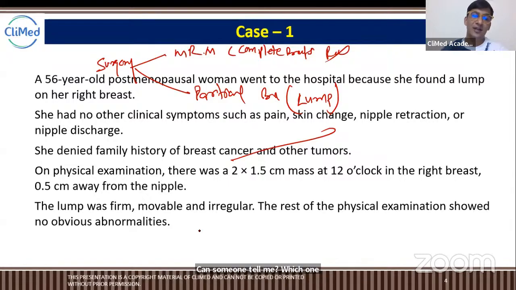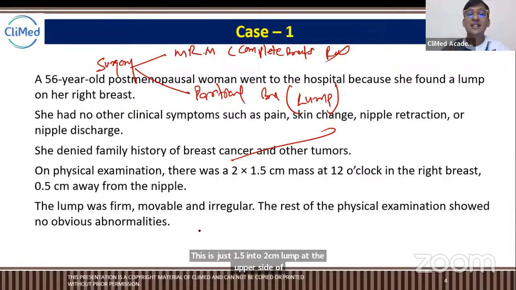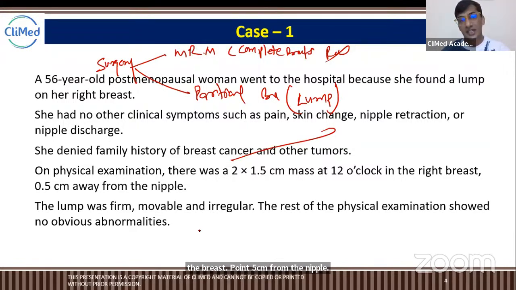Mixed reactions. Someone is writing MRM, someone lumpectomy, someone partial. Depends on the severity, okay. Let me tell you, just take this case only. This is just a 1.5 by 2 centimeter lump at the upper side of the breast, 0.5 centimeter from the nipple. If you are the decision maker, which one do you take, partial lump removal or complete breast removal?